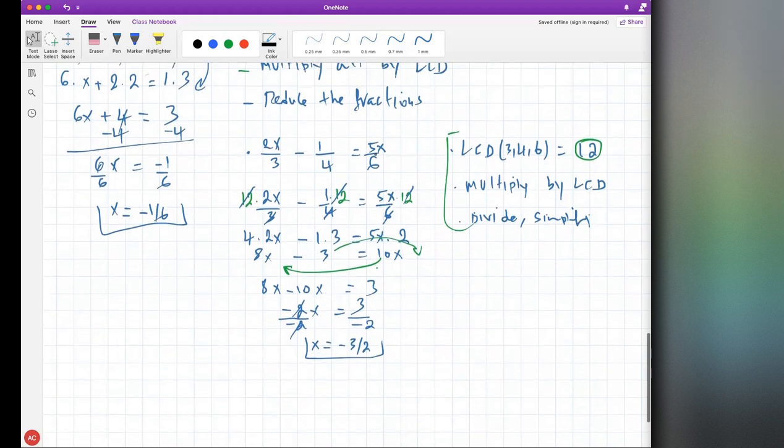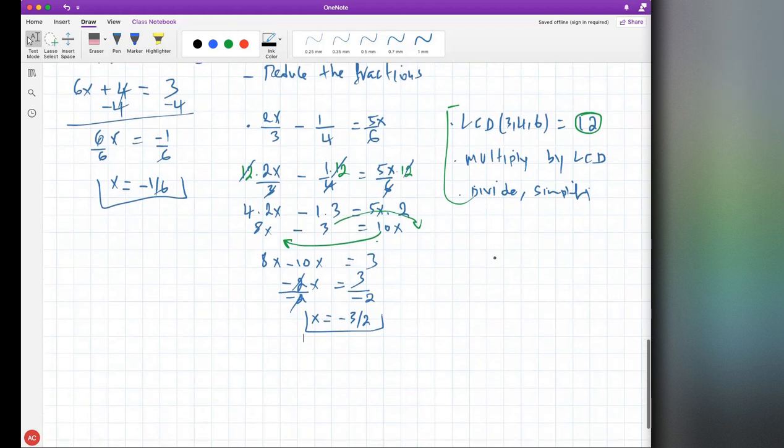Okay, so when you have multiple fractions, again, remember these 3 steps. Don't worry about the little details here. These are your main steps. The rest is just some math, multiply, add, but find the LCD, multiply, and simplify, and you should get rid of all your fractions.